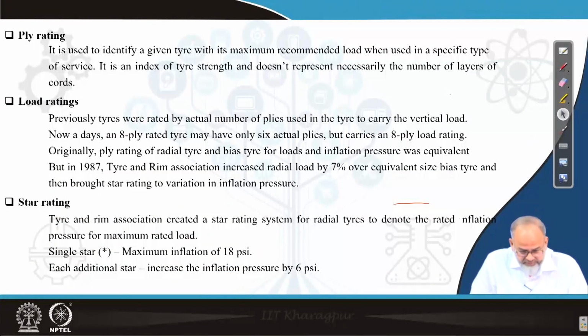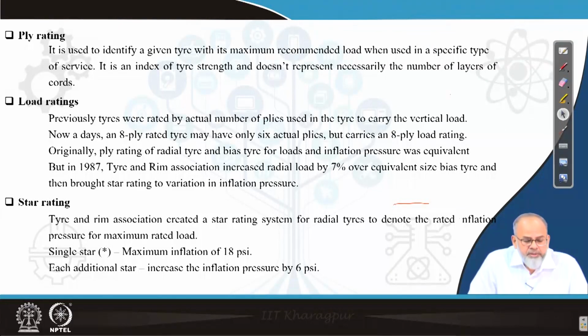Ply rating. This is a very important parameter which indicates the index of tire strength. It does not represent the number of layers of cords which are present in the carcass. Before World War II, when the cords were made up of cotton, during that time, the ply rating meant that if it is a 12 ply rating, there will be 12 cords passing in that carcass. But nowadays, it is not the number of plies, it is the strength that it indicates. 8 ply can carry the strength of 12 ply rating. Okay, so that is the difference.